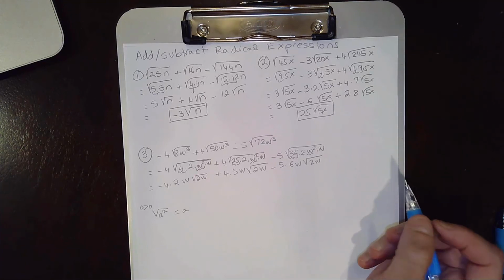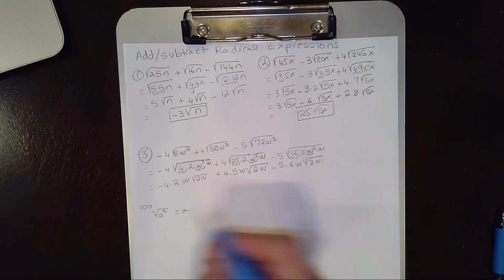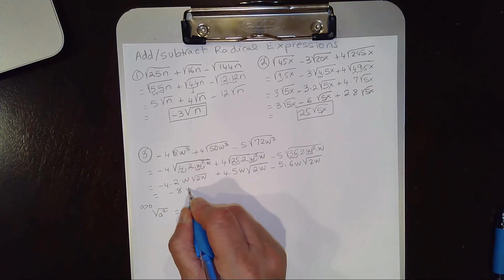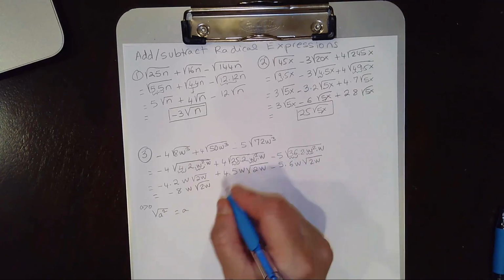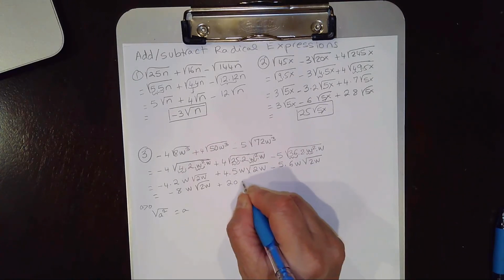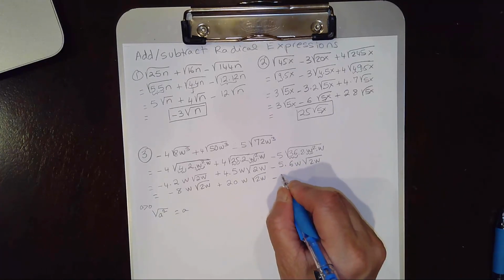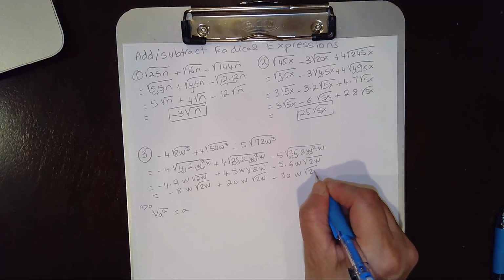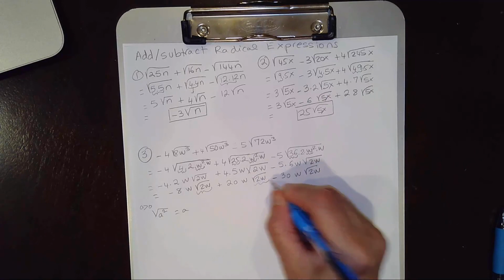Now, let's go ahead and simplify this. We need to multiply negative 4 times 2, 4 times 5. Negative 4 times 2 is negative 8w square root of 2w. Plus 4 times 5 is 20w square root of 2w minus 30. 5 times 6 is 30w square root of 2w. So now I have like radicals. So here are the like radicals.